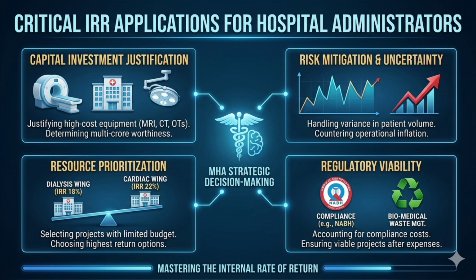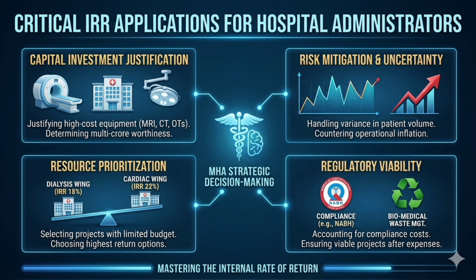Next is risk mitigation and uncertainty. In hospitals, we handle variance in patient volume, operational inflation, volatile interest rates, and rapid technological obsolescence, and the cash inflows come from patient revenue, insurance, Ayushman Bharat, etc., often uneven and uncertain. IRR helps quantify whether the investment will pay for itself at a rate better than the bank loans or grant.